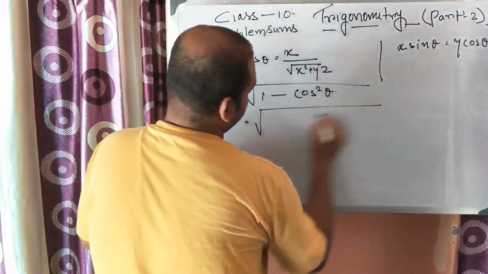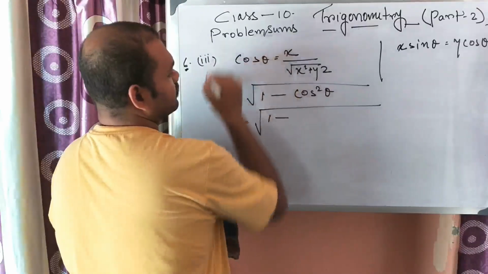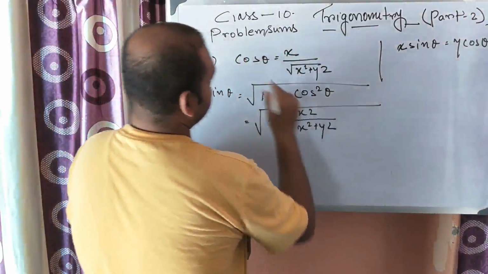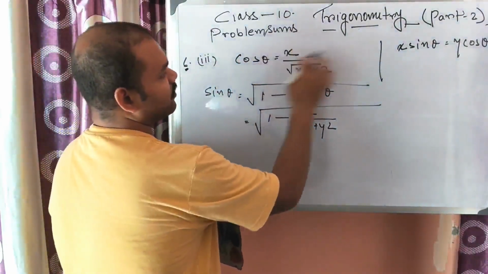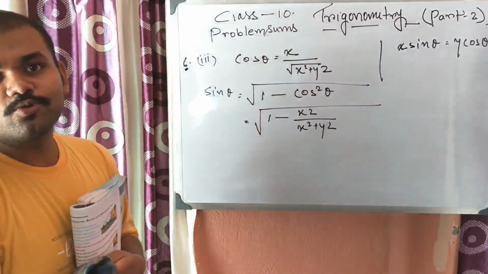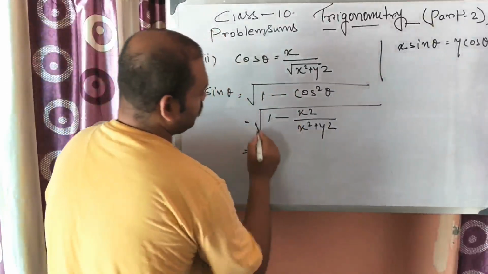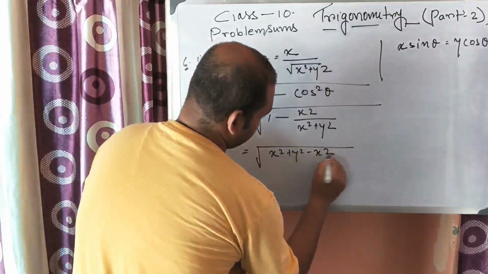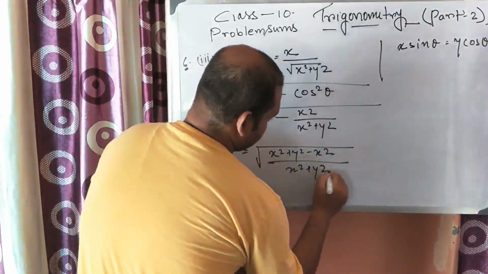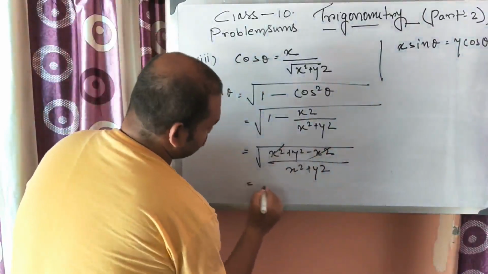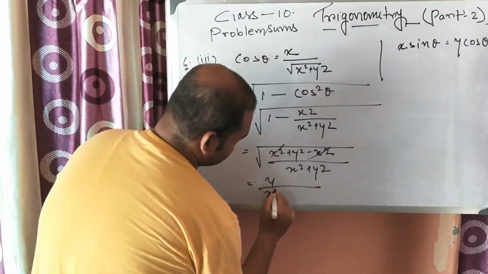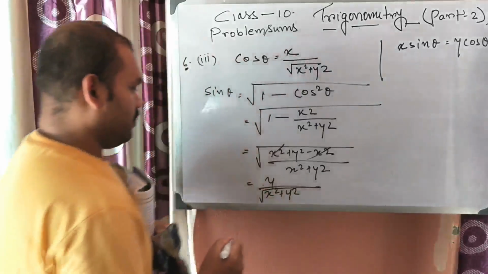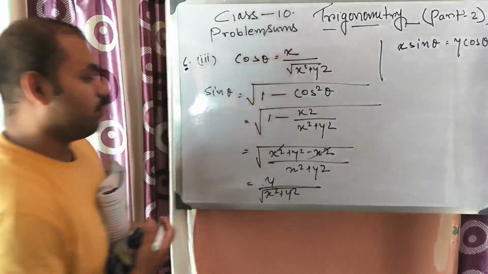So do it: 1 minus cos square, that is x square by x square plus y square. If you do the square, then this will be x square plus y square minus x square by x square plus y square. X square cancels out. So y square over x square plus y square, under the root. That is the square root, not whole square.